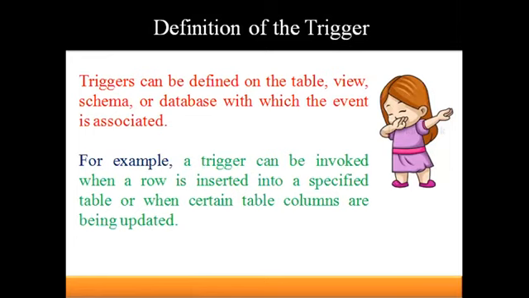Here I want to give one example. A trigger can be invoked when a row is inserted into a specified table or when certain table columns are being updated. Suppose you want to create a trigger, so obviously you should have one table. Based on that table only you are going to create one trigger.